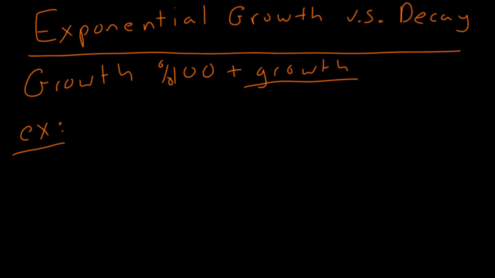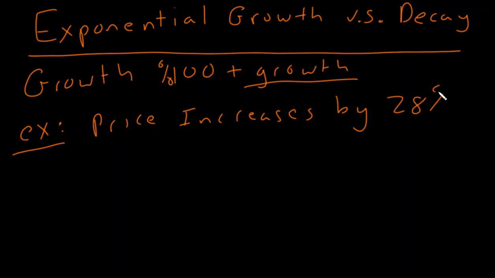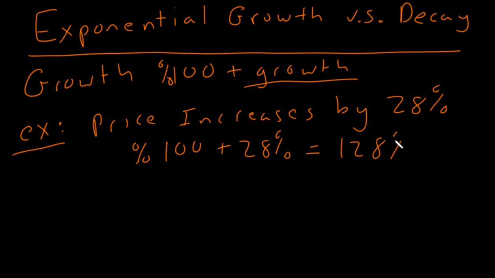Let's say price increases by 28%. How in the world are we going to write that? Well, we would say, okay, if something is going to increase by 28%, we take 100%. That's our starting value of anything, okay? And then we add 28%, and that is equal to 128%.